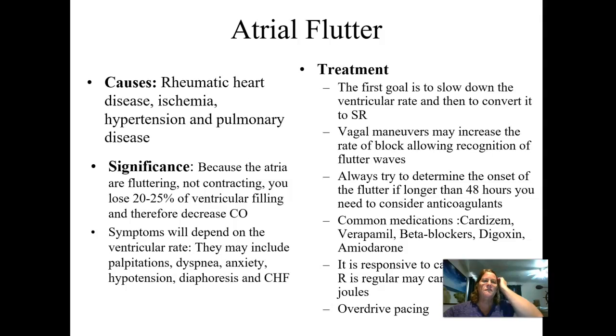So for our treatment, our first goal is generally to slow down the ventricular rate. That's the first thing we think about: if I have a rate of 150, let's slow it down, and then I'm going to worry about getting it converted over to a sinus rhythm. We said those vagal maneuvers may increase the rate of block, allowing recognition of our flutter waves. The other thing we want to do before we start giving a lot of medications and treatments is try to determine the onset of the atrial flutter as best as we can.